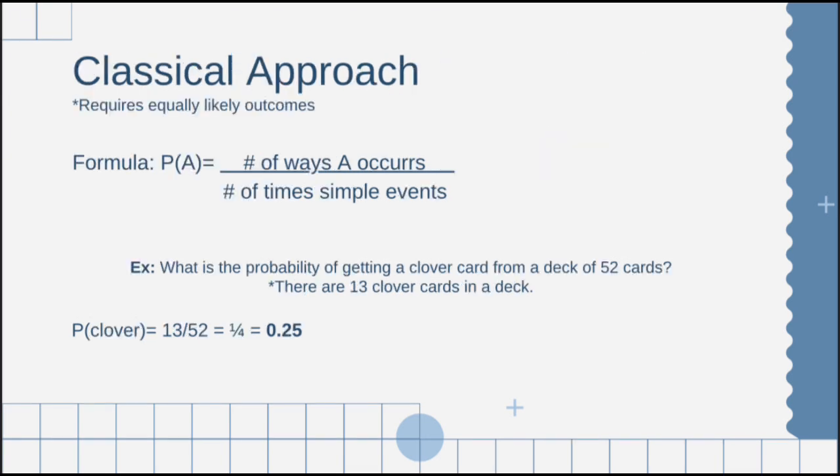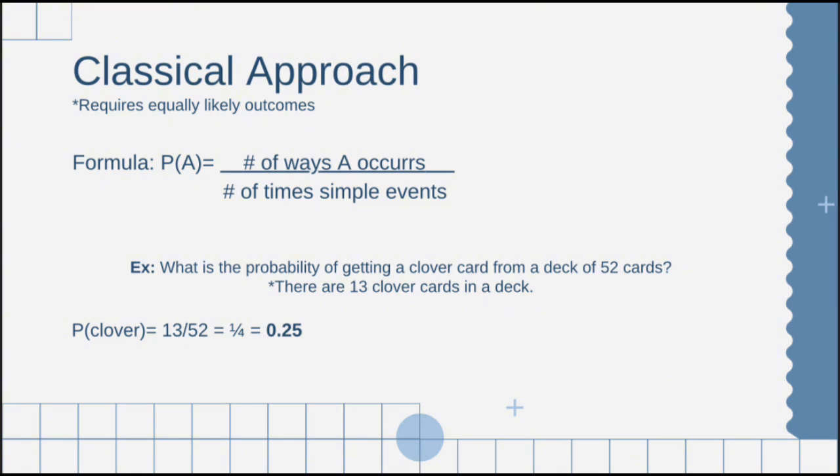Another approach is called the classical approach to probability, and this requires there to be equally likely outcomes. For example, if you're flipping a coin, that's 50-50, so they're both equally likely, and you could use this technique for this. This is done by taking the number of ways that event A occurs and putting that over the number of simple events. An example of this classical approach would be finding the probability of getting a clover from a deck of 52 cards. In a deck of 52 cards, in case you don't know, there are 13 clover cards. So you would find this by putting the amount of clover cards, 13, over 52, the total amount of cards. You can simplify this down to 1 over 4, and then that would give you the decimal of 0.25.